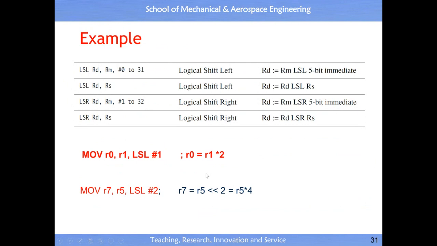Another thing for you to know is that we can embed the logic shift into a normal instruction. For example, for this instruction, we have embedded the logic left shift into the instruction. This makes the computation more efficient. Left shift by 1 means times 2. That means the value in R1 times 2, and the result will be stored inside R0. Here, left shift by 2 means times 2 raised to the power 2, which is equal to 4. That means the value in R5 times 4, and the result will be stored into R7.